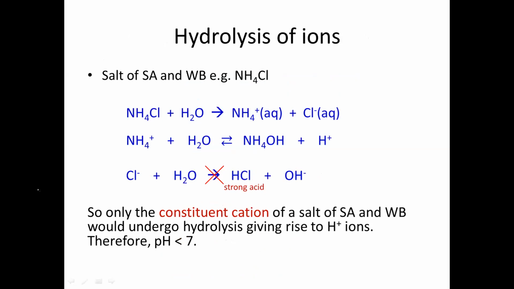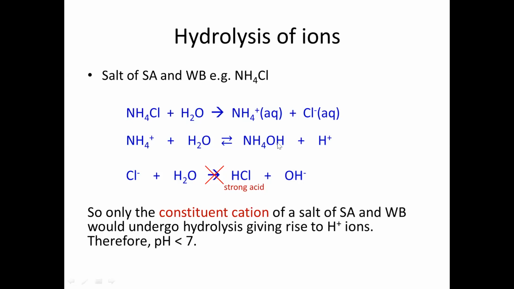So moving on to the next type of salt, the salt of strong acid and weak base, for example, ammonium chloride. So here, when the salt is dissolved in water, it is completely dissociated into ammonium ions and chloride ions. These ammonium ions, when dissolved in water, will be again in equilibrium with the undissociated ammonium hydroxide, and an equivalent amount of H plus ions will be produced.